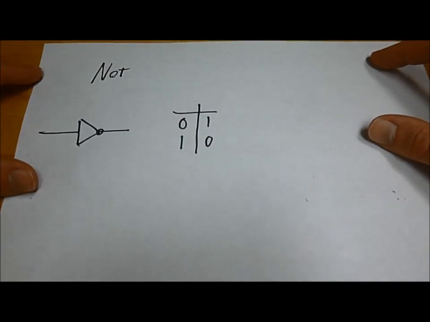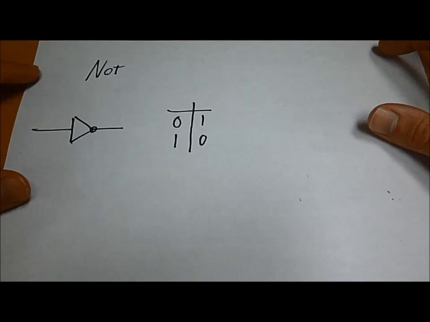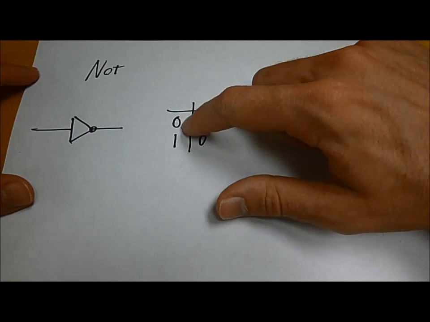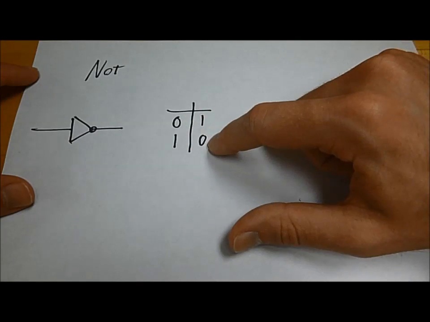So let's talk about the simplest gate, the NOT gate. The NOT gate does just what it sounds like. It outputs whatever its input is not. So if we get a 0, we output a 1, and if we get a 1, we output a 0.